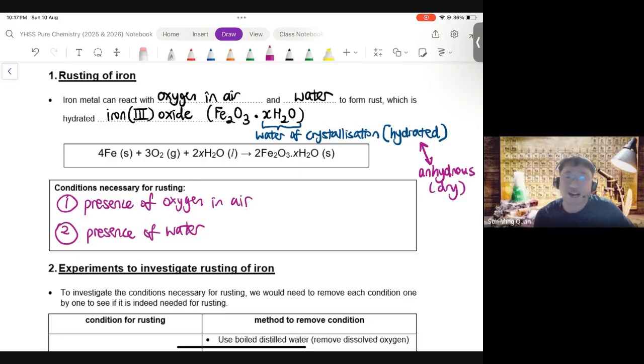Okay, now rusting is also a redox reaction. I'm sure you can see that. So may I encourage us to think through in terms of oxidation states why rusting is a redox reaction. I would like to encourage us to look at this equation and perhaps spend some time to think through what's oxidized, what's reduced. Okay, so now let's move on.